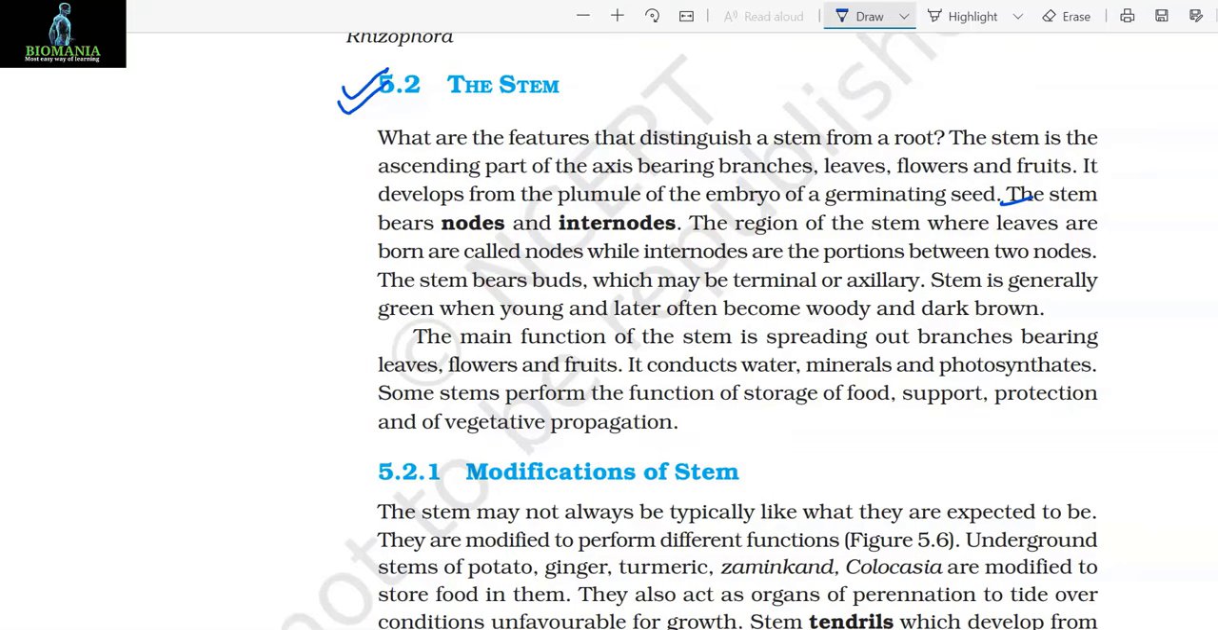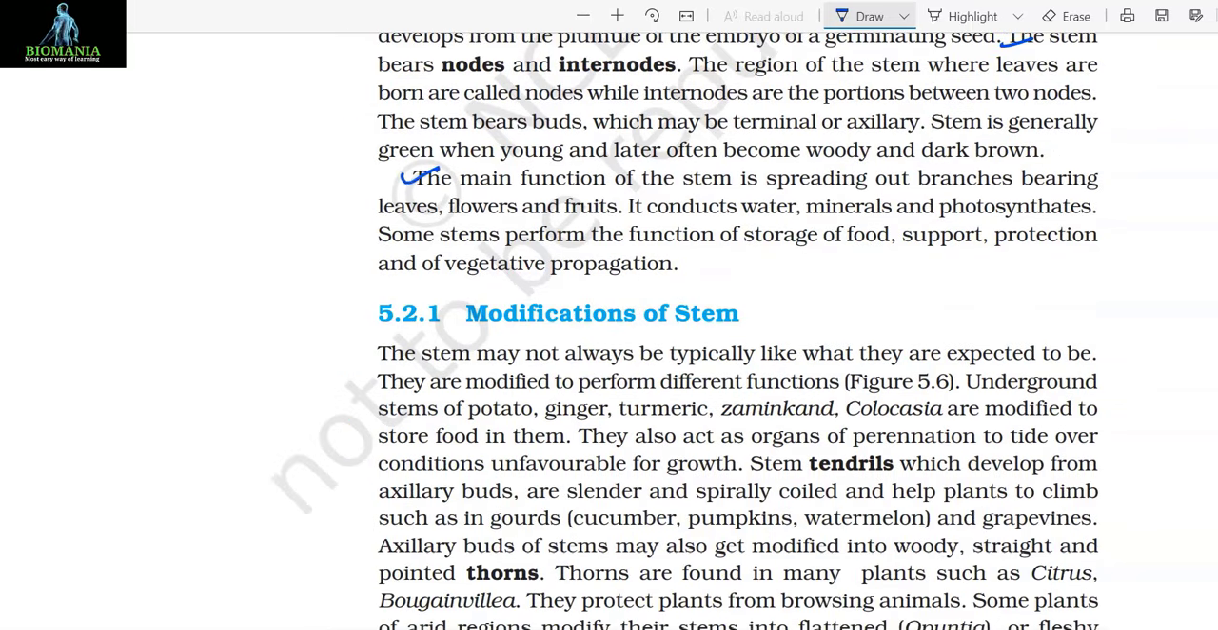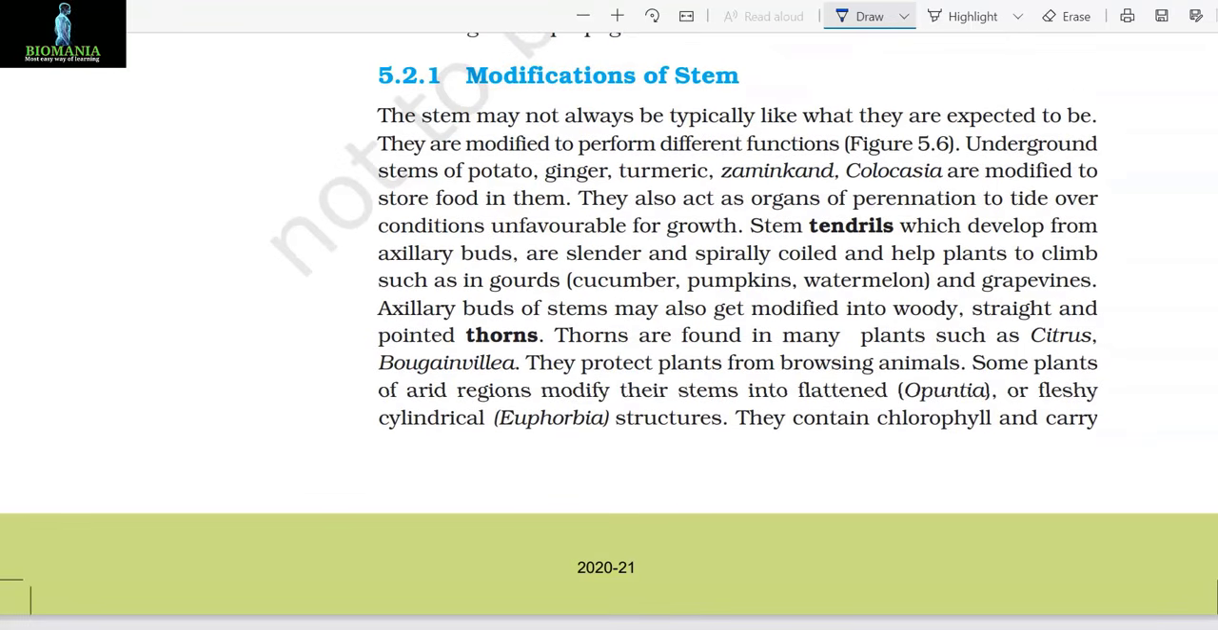The stem bears buds, which may be terminal or axillary. The stem is generally green when young and later often becomes woody and dark brown. The main function of the stem is spreading out branches bearing leaves, flowers and fruits. It conducts water, minerals and photosynthates. Some stems perform the function of storage of food, support, protection and of vegetative propagation.